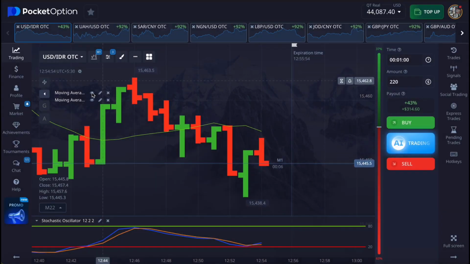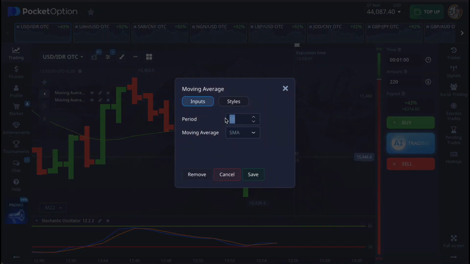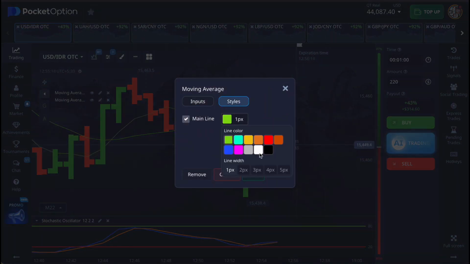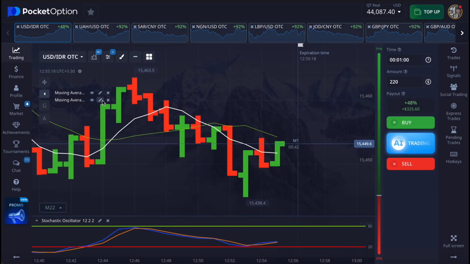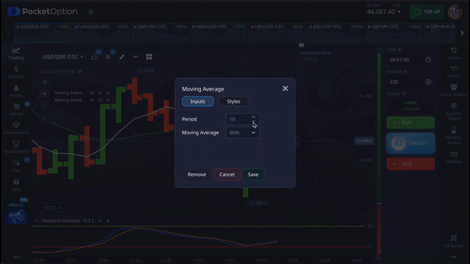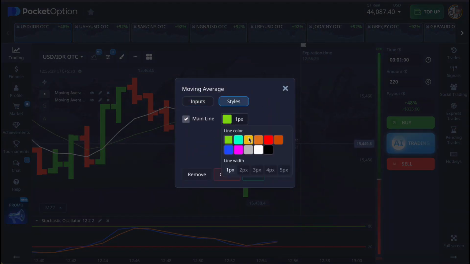After this I will also make some changes in the settings of the first moving average. And then finally, I will also make some changes in the settings of the second moving average, so that I can get a better entry point in the strategy.